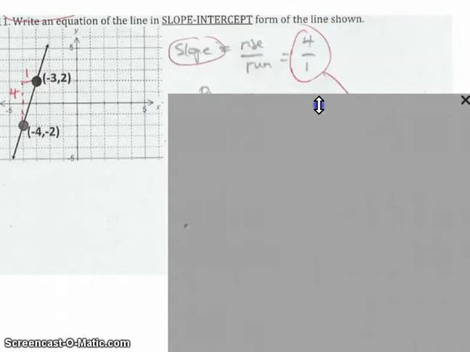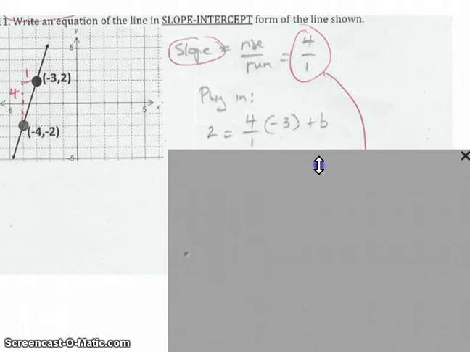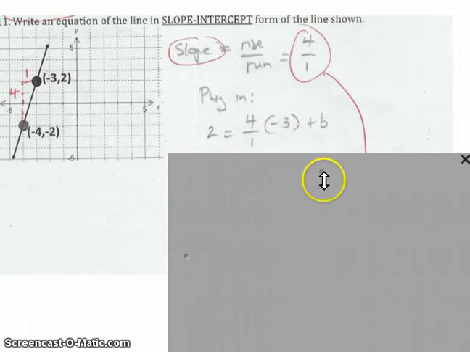This is the last one on this page. This time I'm given 2 points on a graph, but I can't see the y-intercept. It's way up here off my screen. But I can see the slope, rise 4 to go over 1. So plug that in. I've got a slope of 4 over 1, and I put that into y equals mx plus b. I also put in either of the 2 points. It doesn't matter. I happened to pick this one, negative 3, 2. So I'm saying 2 is equal to that slope 4 times negative 3 plus b.